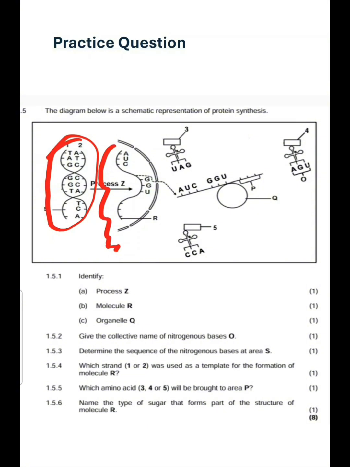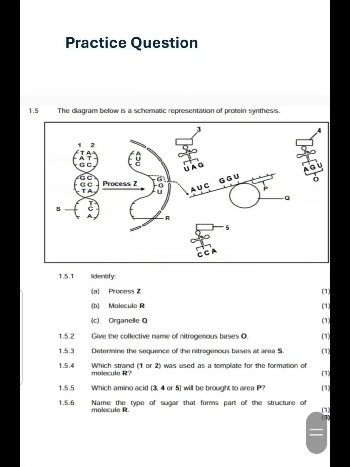Then organelle Q. Where is Q? Yeah, it's here, right? So that Q, it's ribosome. Now you'll ask me, how do you know that it's ribosome? Because tRNA brings required amino acids to the ribosome, right? So this makes this ribosome.